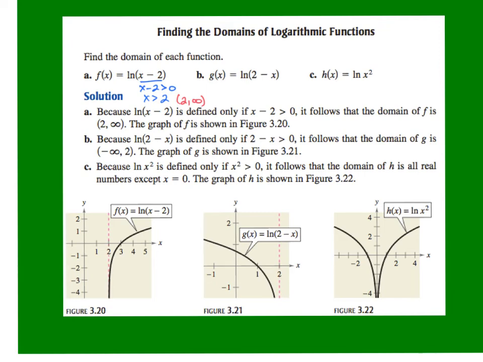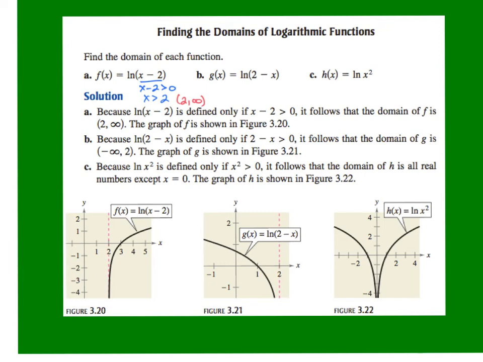It shifted which way? It shifted right 2. So instead of crossing at 1, 0, now it's going to cross at what? At 3, 0. So that's what it's doing right there. Okay, let's look at this next one.